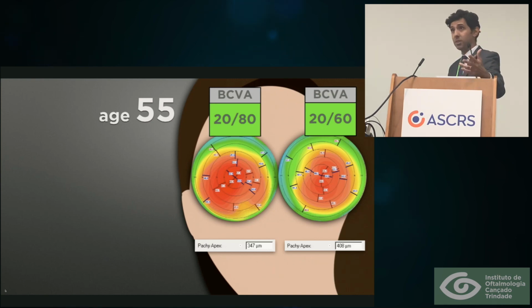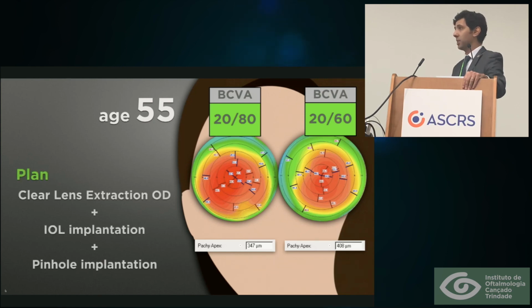So she was in trouble. She couldn't do much. And she had been consented for PK in her right eye. And this is when we considered a clear lens extraction in the right eye, followed by an IOL implantation and a primary piggyback of the pinhole.